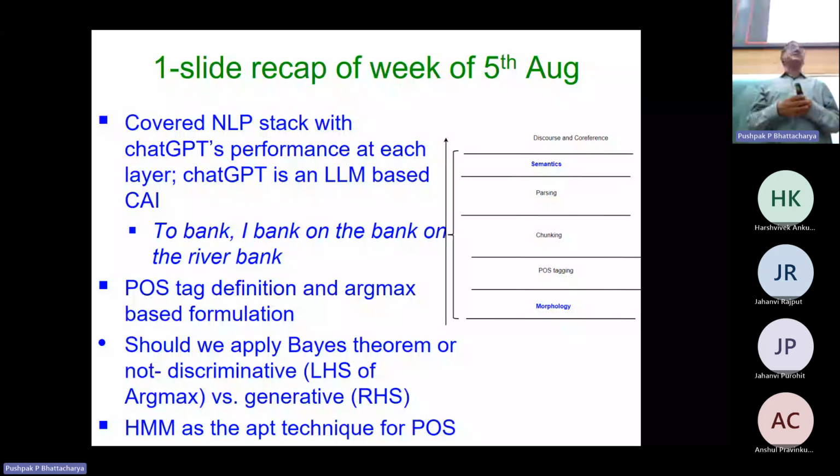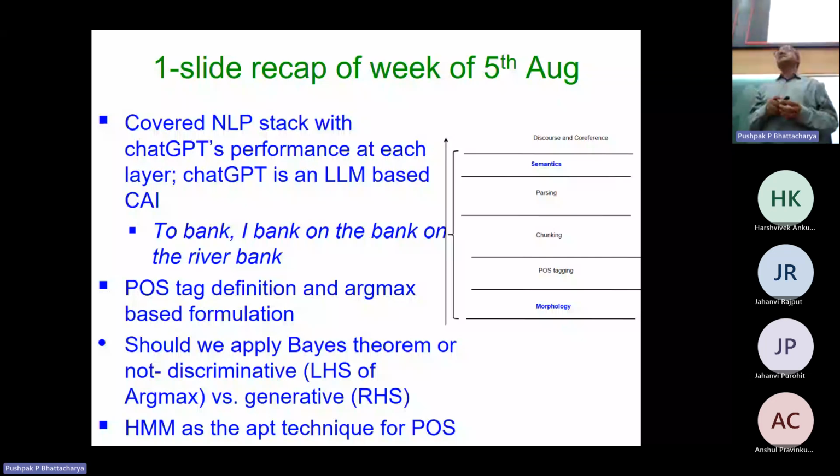Then we gave the part of speech tag definition. What is the input? The input is a sequence of words, and the output is a sequence of tags or labels. Then we made an argmax-based formulation for the problem. We are going to make use of these all the time, quite frequently. And then we also asked, should we apply Bayes theorem? When we applied Bayes theorem, probability of T given W, where T is the tag sequence and W is the input word sequence, got transformed into probability of T, which is prior probability, into probability of W given T, which is called the likelihood.